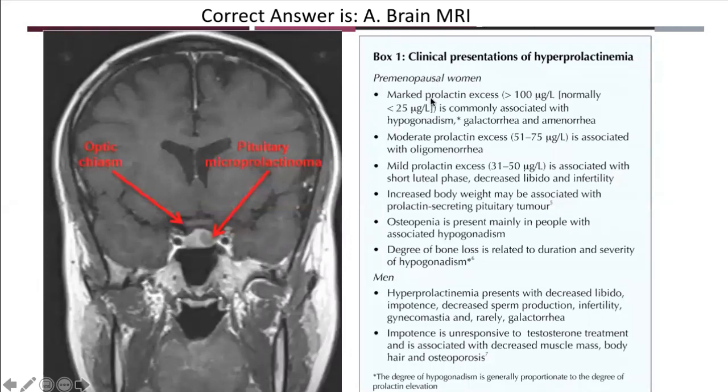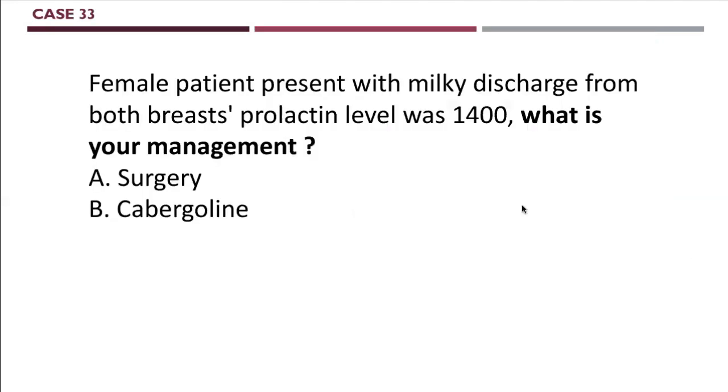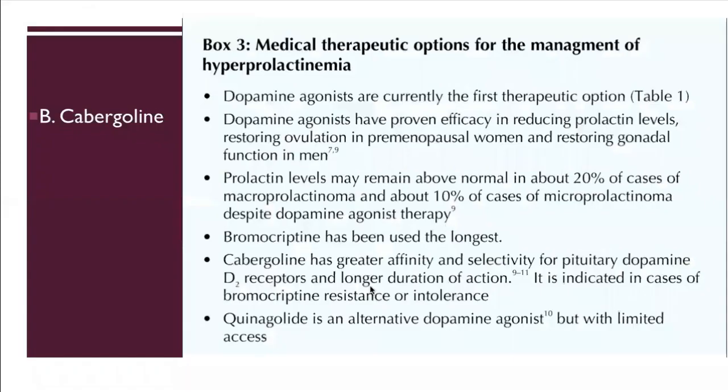And these are the clinical presentations of hyperprolactinemia. Female patient with galactorrhea and high prolactin level. What's your management? Surgery or cabergoline? B, cabergoline. Yeah. So these are the medical therapy options for management of hyperprolactinemia.